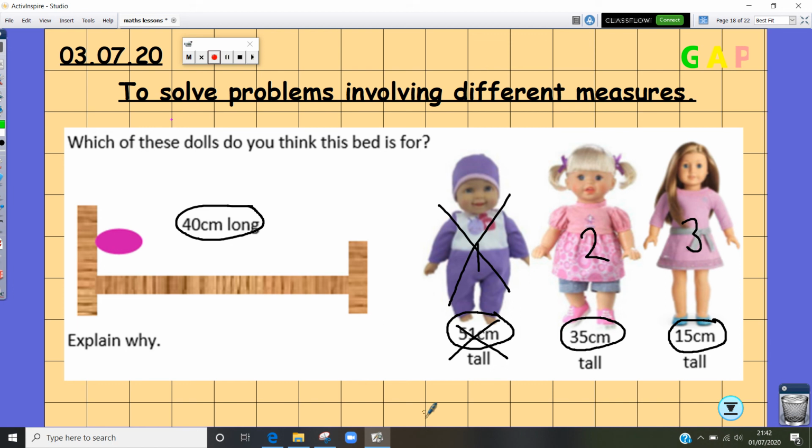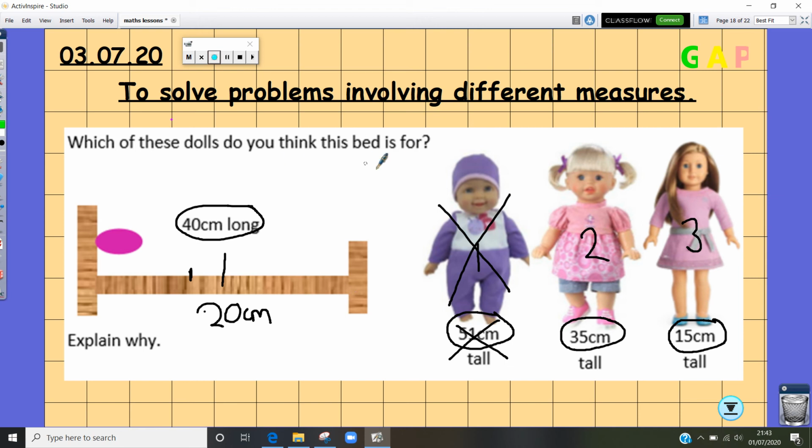So let's have a look at the other two dolls. We've got doll number two and doll number three. So let's have a look at both of those. So doll number two is 35 centimetres tall and doll number three is only 15 centimetres tall. So let's start with doll number three. Yes, she definitely will fit into the bed, but she won't even fill half of the bed. So if this is halfway along our bed, which is 20 centimetres, okay, then doll number three will actually be even shorter. If we're estimating, she might come to there, which would leave a lot of room in this bed for doll number three. So she could have the bed, all right, but we're looking for the one that is best.